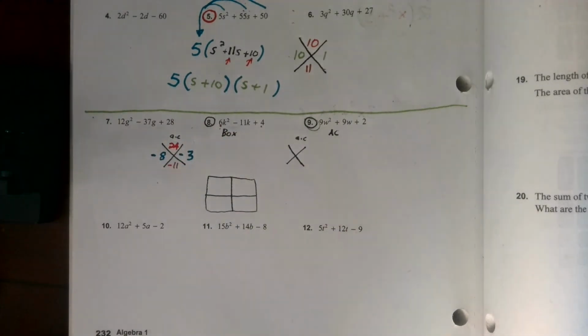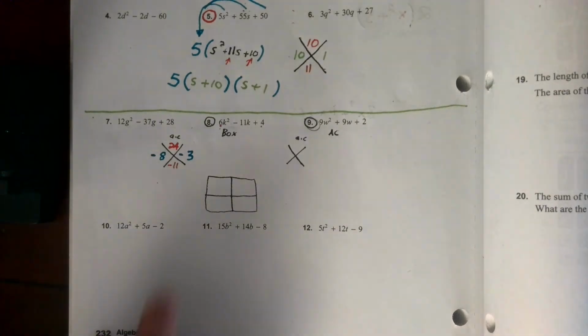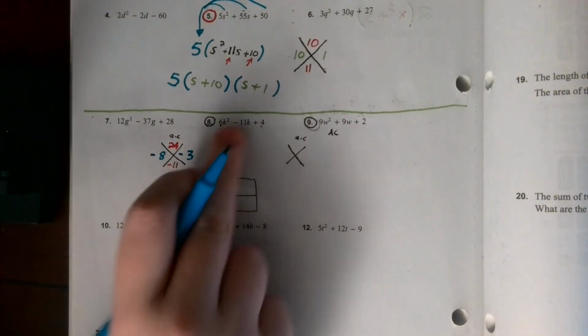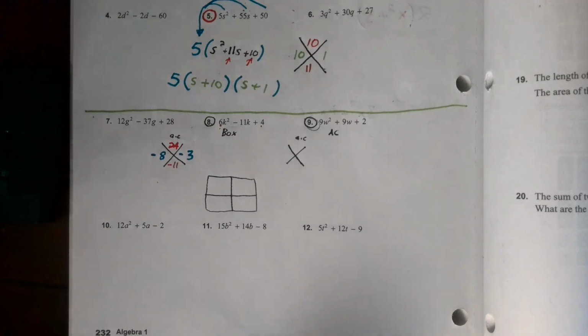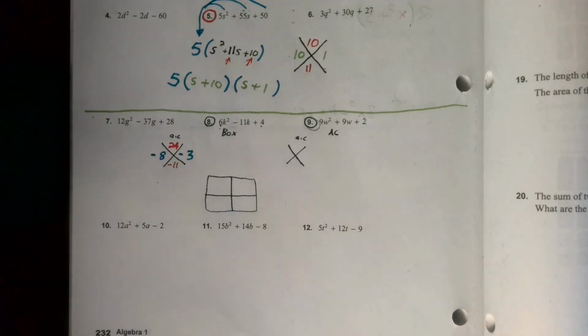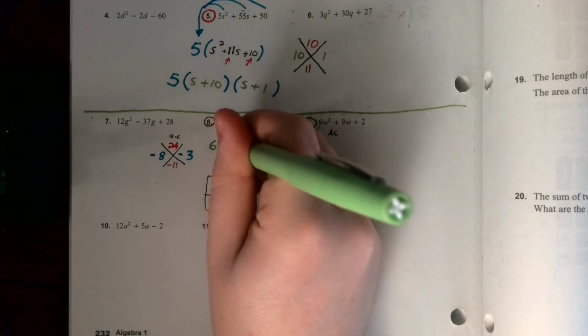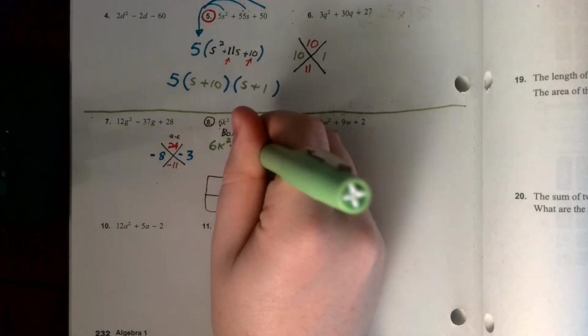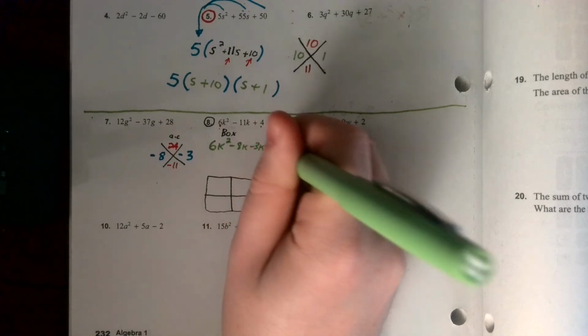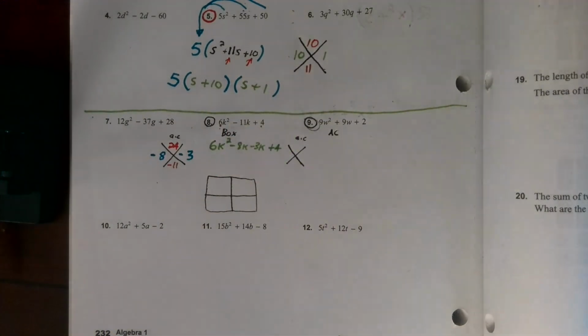That's our first step. From here, we now know that this negative 11k is just a negative 8k and a negative 3k in a trench coat. We can split them up into two different terms. So we write out 6k squared minus 8k minus 3k plus 4. We've split our 11 into negative 8 and negative 3.